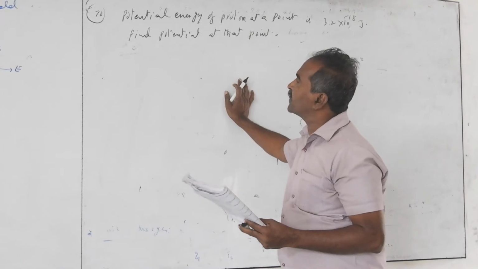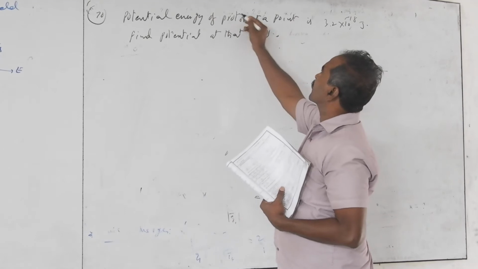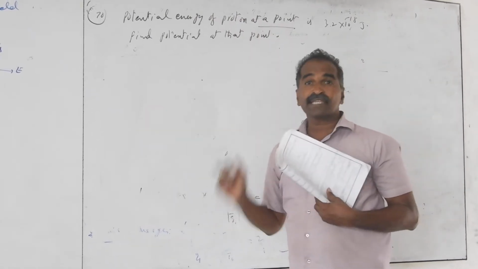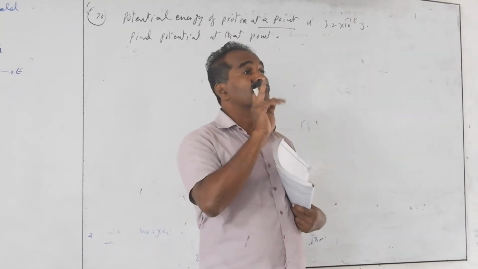Next question is the 70th one: potential energy of a proton at a point. Previously we took a charge moving from one point to another. Now we are taking a single point, which means the other point must be at infinity. Potential at infinity is always zero.